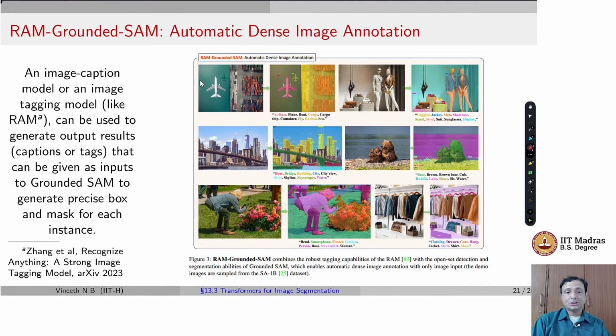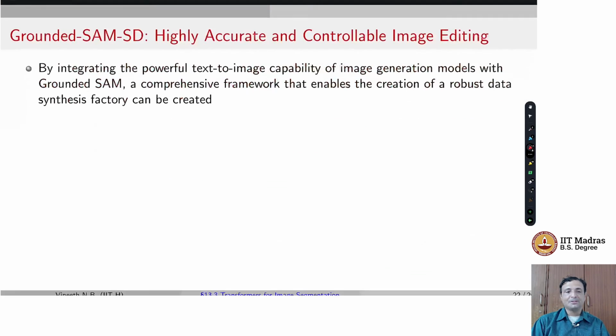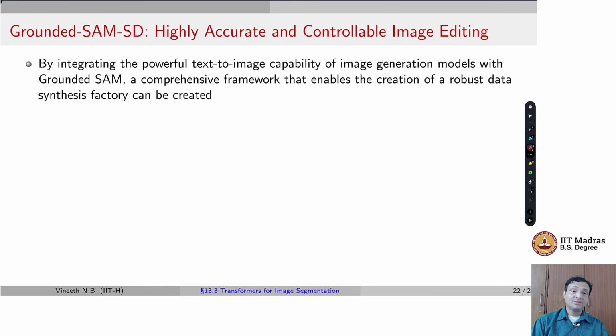Using this, they show that they get fairly interesting results for automatic dense image annotation, where you take an image and give a few text prompts as inputs, prompts that the model may not have seen at all as class labels, and the model exactly points out in the image where they were located. This is a fairly impressive result. They also show that when you now combine this with generative models, with image generation models, you can create a framework for a robust data synthesis factory.